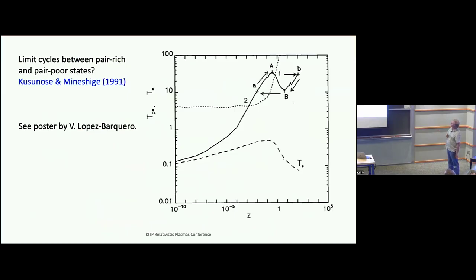I found this old suggestion, and I don't know why I didn't know this before, from 1991, that QPOs could be limit cycles between pair-free and pair-rich states. This is an old paper by Kusunose and Minishige arguing this. And I think, in the light of a new understanding of accretion disk coronae, asking what kind of conditions you would need to get interesting limit cycles that could drive some of this variability would be interesting.